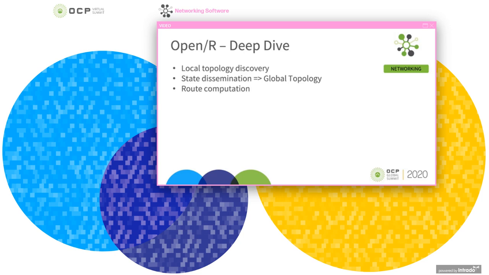On top of this global topology, a simple algorithm such as SPF, shortest path first, can compute the routes from one node to another node. This distributed computation of routes on every node allows us to do loop-free routing. Then these computed routes can be programmed into the hardware.